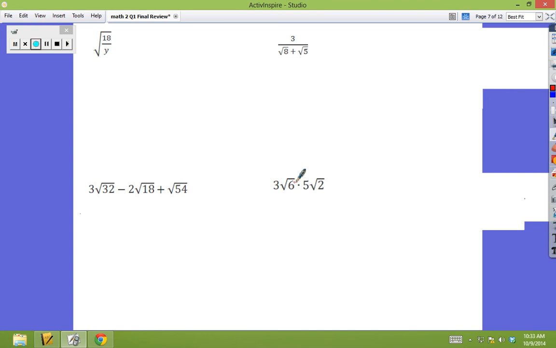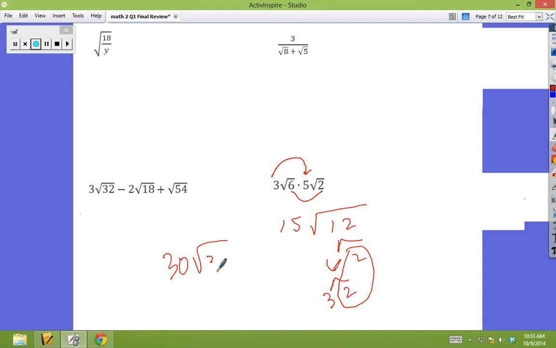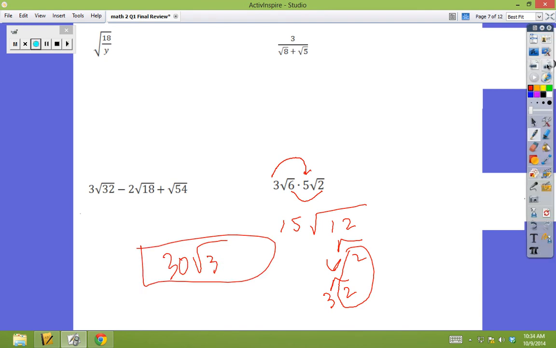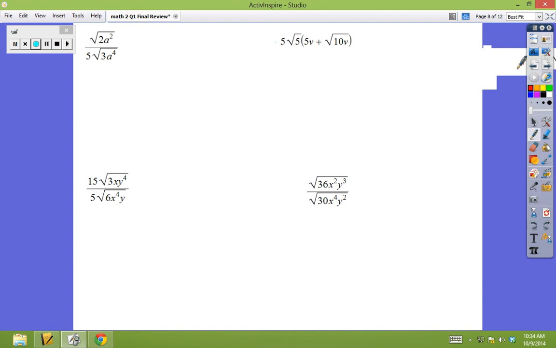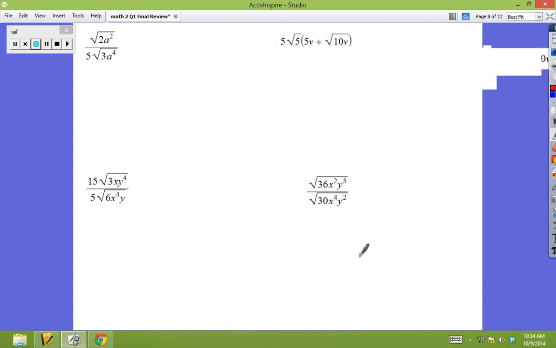Okay, this last one, multiplication, so let's times it. Let's times the 3 times the 5, that's a 15. 6 times the 2, that's a 12, but in 12, I know 12 is 6 and 2, and that's 3 and 2. So I need to take that out. Take a 2 out, times by the 15, 30 on the outside, 3 on the inside. And, okay, let's do some more. These ones are a little more complicated.